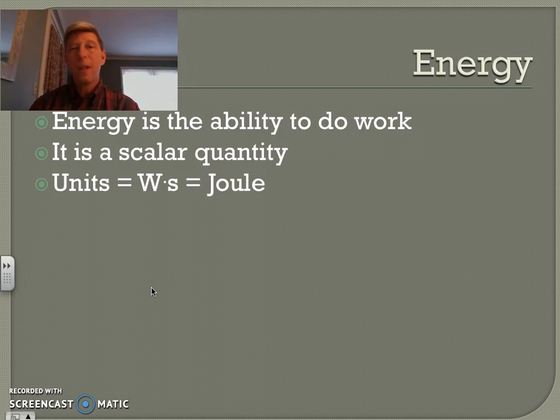Okay, but we define energy, interestingly enough, mathematically with a formula that involves power and time, and that formula just popped up on your screen there. Energy is equal to power times the change in time. So it's the amount of power that you exert multiplied by the unit of time that you exert that power.